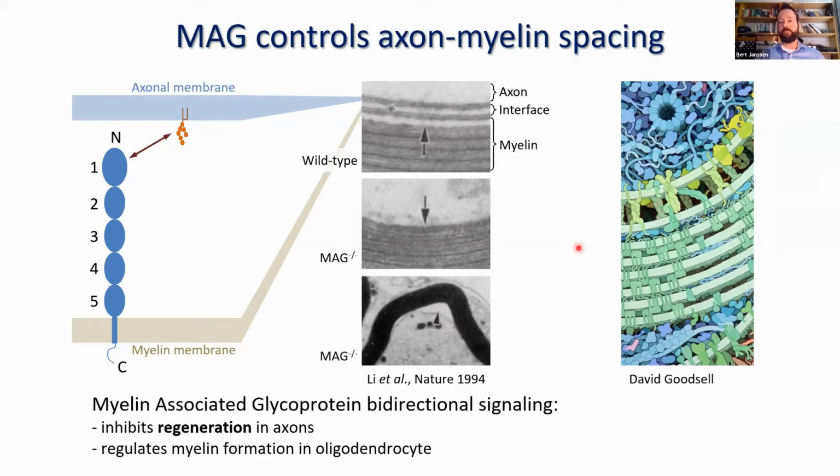So MAG is important for adhesion and to maintain distance between the cells, but it's also important to signal, and it signals into the neuron where it inhibits regeneration of the nervous system, for example, arising from spinal cord injury or from a stroke. And it can also signal into the oligodendrocytes where it, for example, regulates myelin formation. So how does MAG do this?